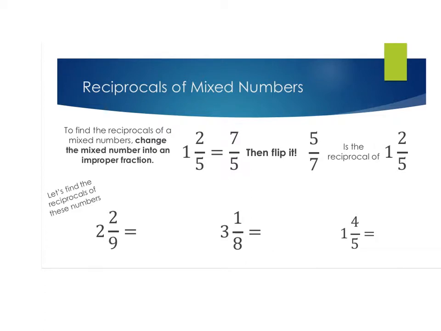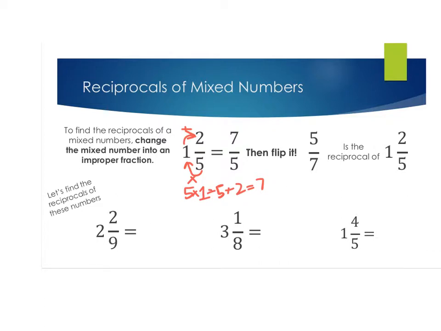So it says here, to find the reciprocals of a mixed number, change the mixed number into an improper fraction. So 1 2/5, we would go all around the world. We would multiply 5 times 1. So 5 times 1 equals 5, and then add 2, which equals 7. That's our numerator, and our 5 would be our denominator. So as an improper fraction, 1 2/5 is 7 over 5.